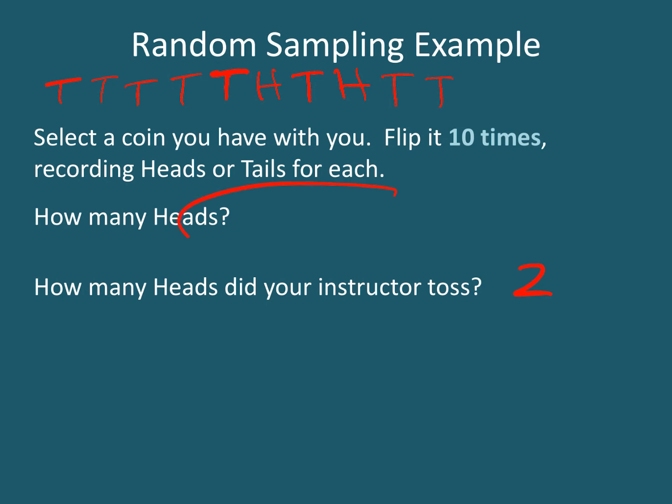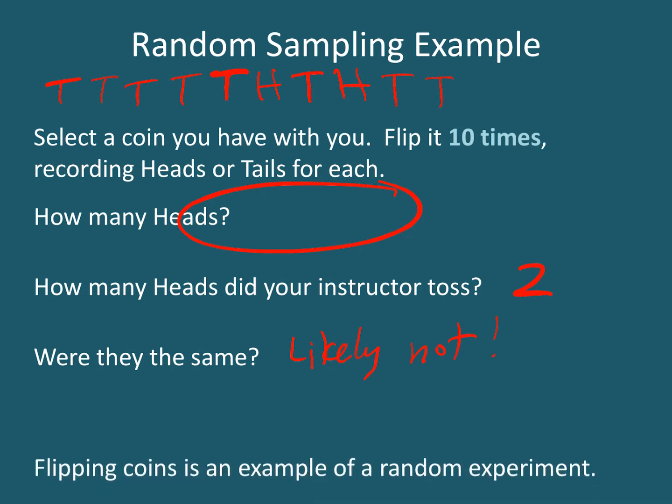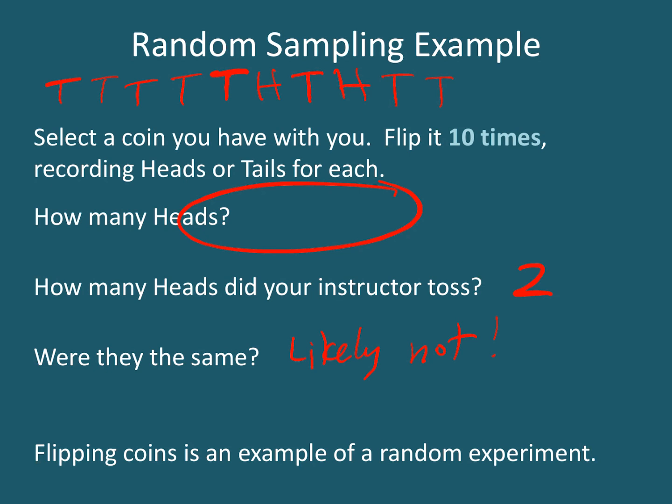Obviously you'll have to fill in this answer yourself for how many heads you got when you flip the coin 10 times. It will be good practice to do these with me as long as I'm asking you to participate, because these things are going to pop up on tests and quizzes. Go ahead and write in what you got, and the question I have for you is, were they the same? Because we flipped the coin 10 times, the answer I'm going to write in here is likely not the same. Flipping coins is an example of a random experiment or random sample.